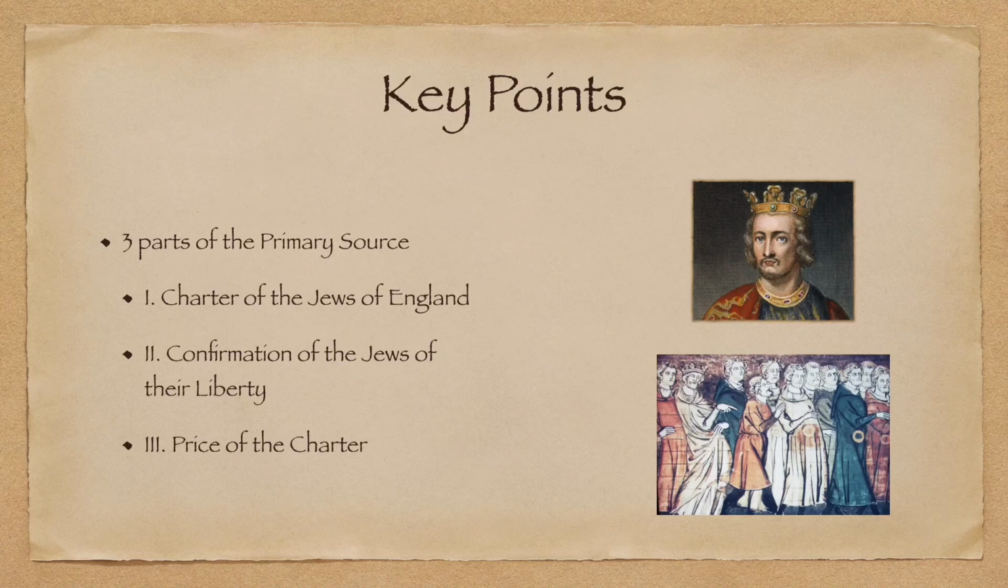The third part is price of the charters, which states the amount paid by the Jews to the king, which was 4 marks. I'm not sure what currency that is, I don't know the amount of what it is. But I was kind of surprised that for this charter to be made, there was an exchange of payment.